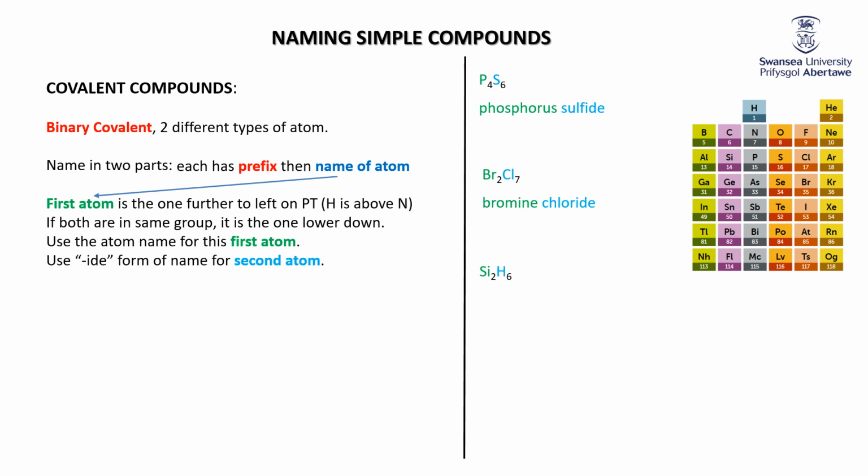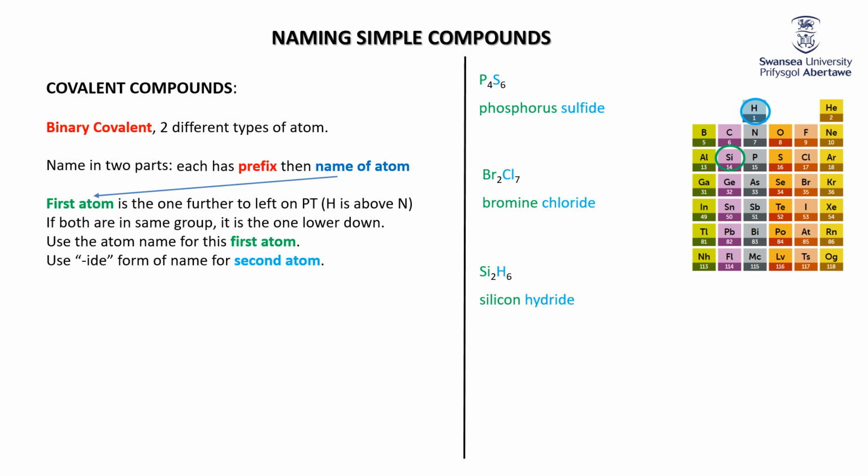Finally, SiH6. Okay, well, Si is to the left of this weird place where we put H. Hydrogen goes above N when we're talking about naming, so Si is left of that. So that means this will be the first atom, so it's a silicon. H is the second atom, so it will be a hydride. So thus, this is some form of silicon hydride.